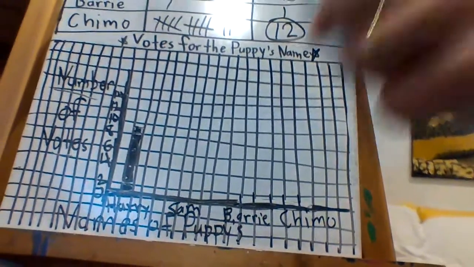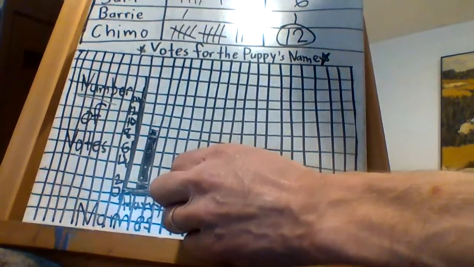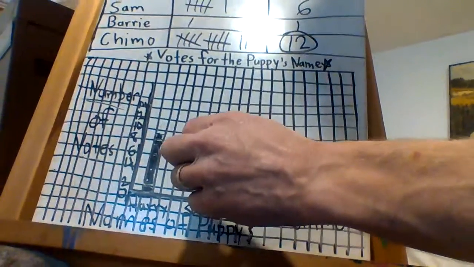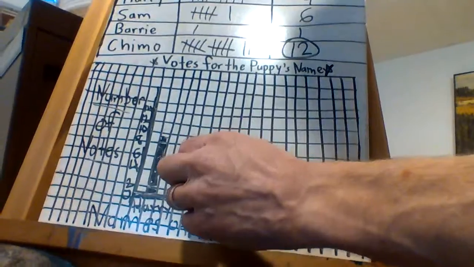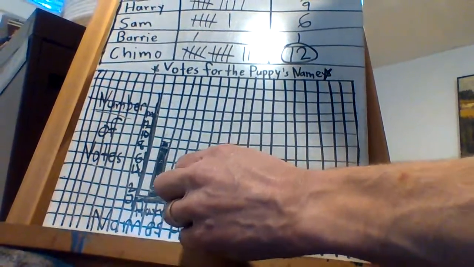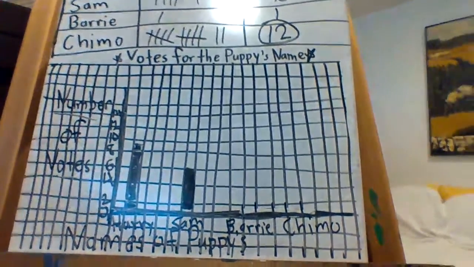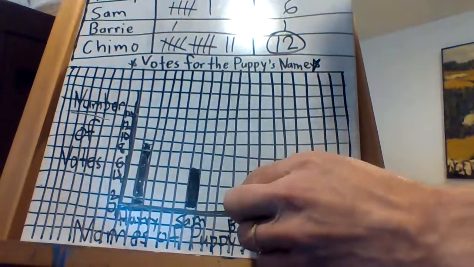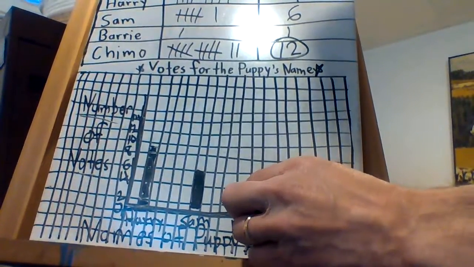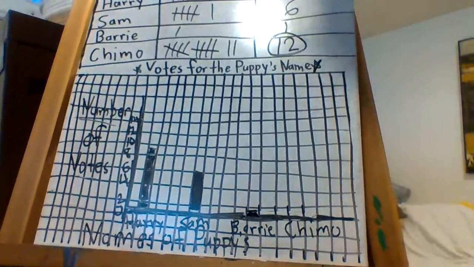Sam. Sam got 6. Oh, that might be a little easier. Okay, so we got 2, 4, and right up to the 6th line there. Color that in. Because we're counting by 2s, it works easier for Sam. Now Barry only got 1. So we actually can only color half of one of these squares, because the whole square is worth 2, remember.